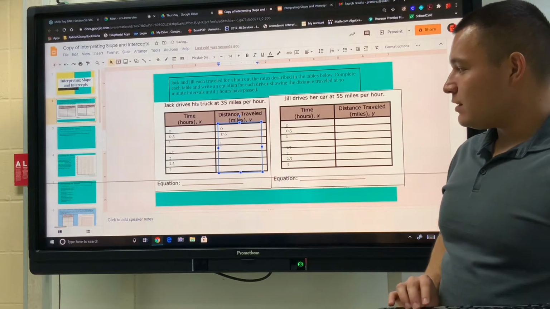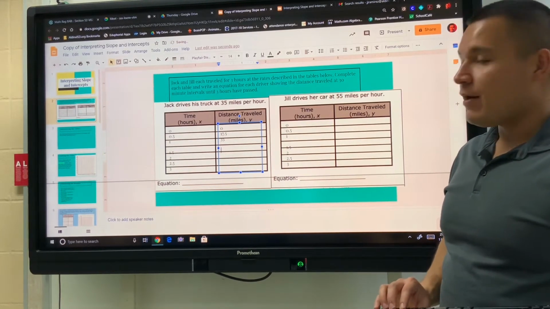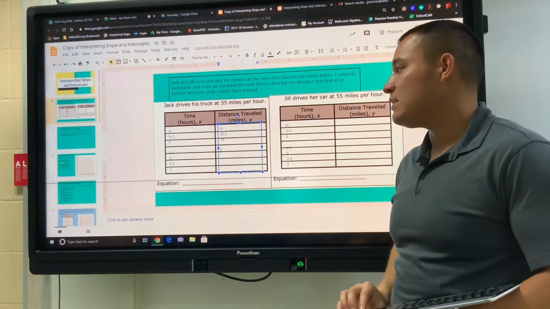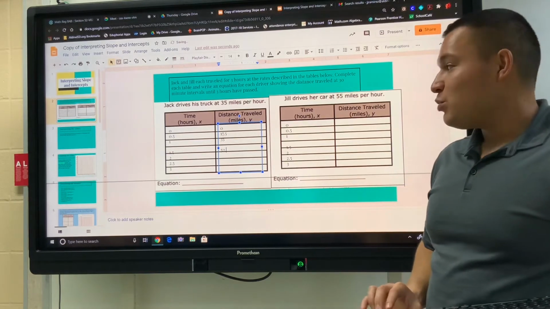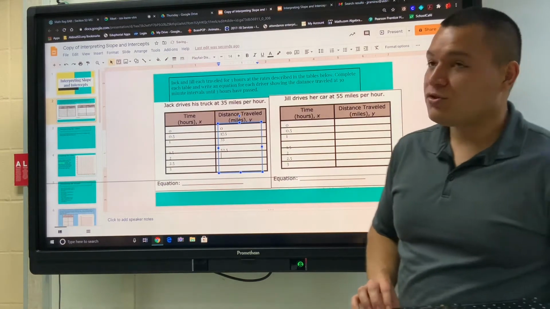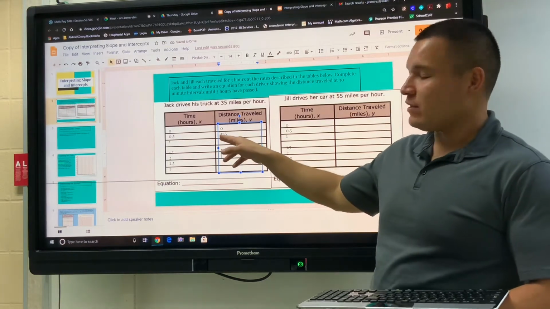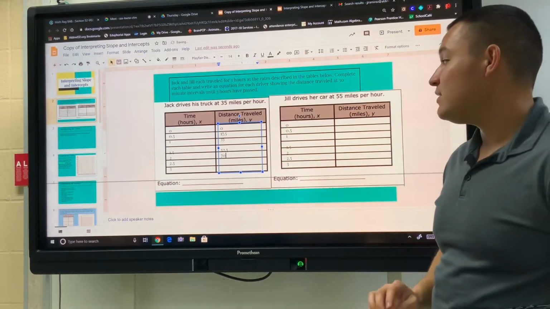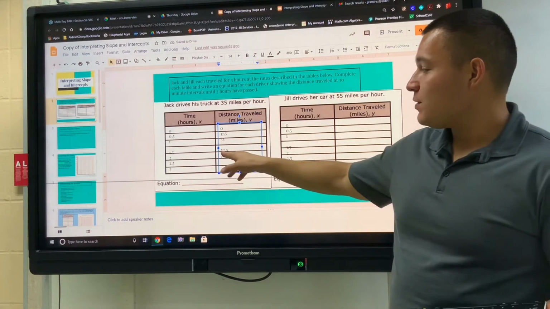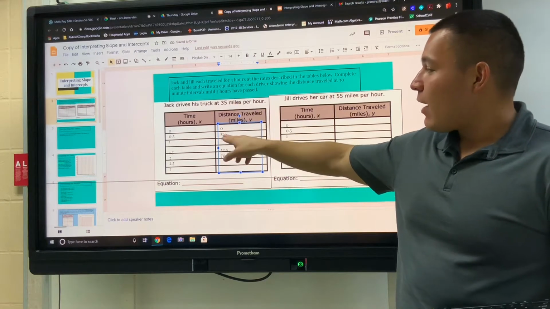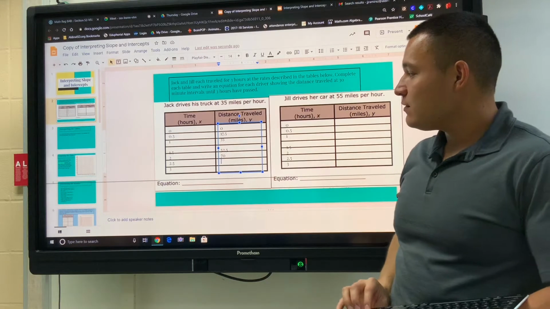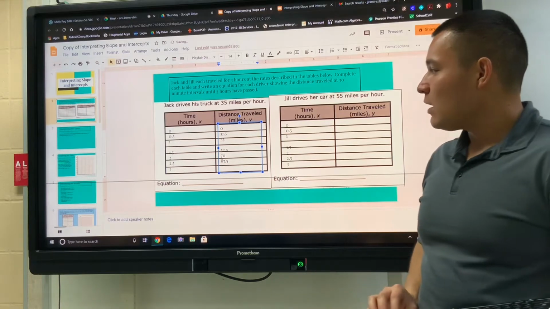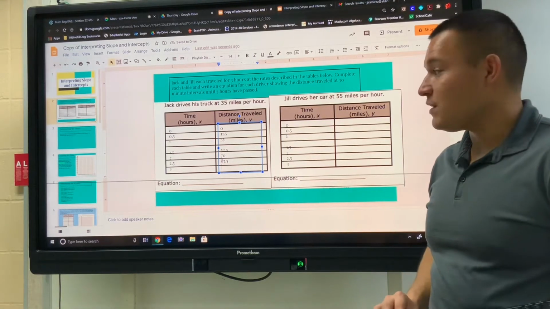At 1 hour, he would have gone 35 miles. At 1.5 hours, he would have gone 35 plus another 17.5, which would be 52.5 miles. At 2 hours, he would have gone 35 miles for the first hour, 35 miles for the second hour, so 35 times 2 makes 70. At 2.5, he'll go 70 plus how long he goes in a half hour, which is 17.5. That would make 87.5, and for 3 hours he would go 35 times 3, which is 105.